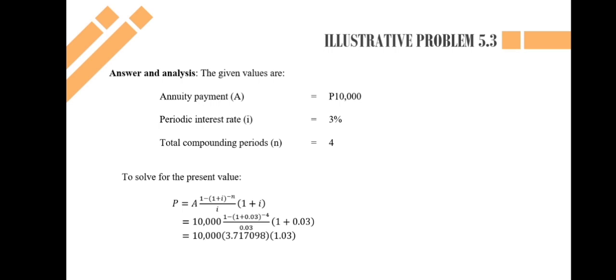Pag-simplify, magiging 3.717098 and 1 plus 0.03 is 1.03. So, i-multiply lang po natin silang tatlo. So, meron na tayong 38,286 pesos and 11 centavos.